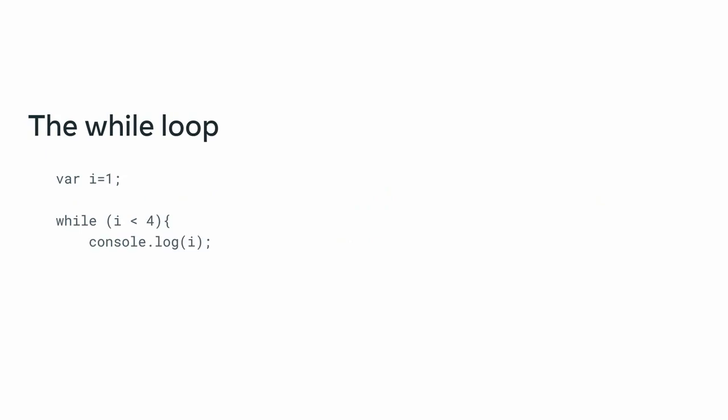The while loop is similar to the for loop. It will also run for as long as the condition returns true. However, the start counter is set outside of the while loop, and the incrementing is done inside the loop's body.